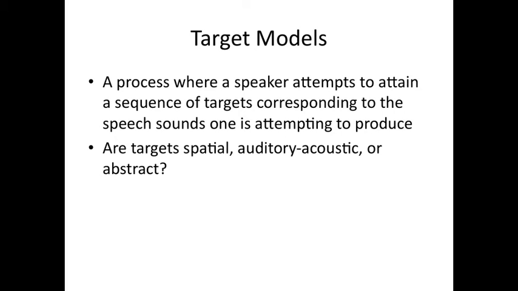So the next set of models is the target models. According to the target model, speech is nothing but trying to attain a sequence of targets that one is attempting to produce. So the target is, say, I want to say the word "can't." Now, I will have to get a sequence of targets corresponding to those speech sounds so I can produce the actual word target. The models have classified targets in terms of spatial targets, auditory acoustic targets, or abstract targets. So let's talk about each of those.